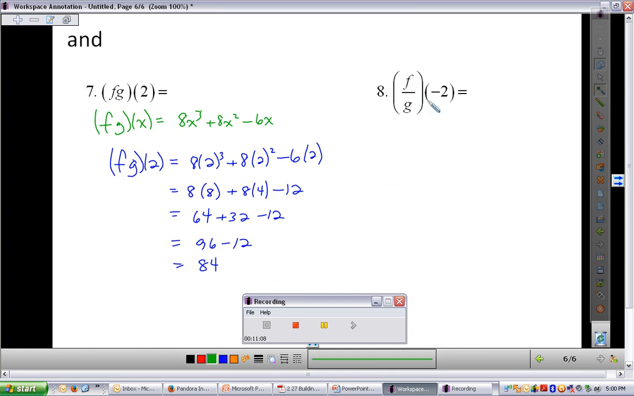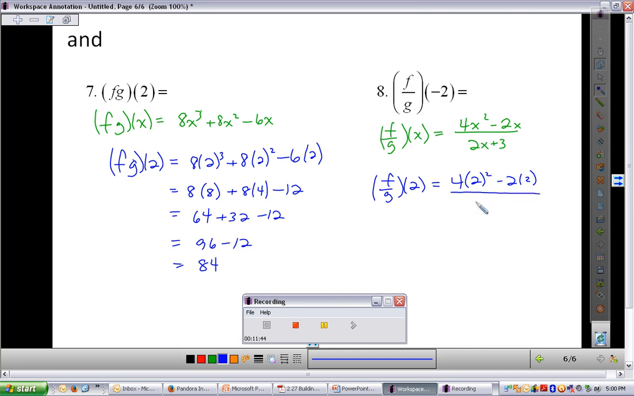One last one. Let's look at f divided by g of negative 2. And comparing this to what f divided by g of x was, one last time, f divided by g of x is 4x squared minus 2x all over 2x plus 3. So now, just like the previous examples, I'm going to go f divided by g of 2. And once again, plugging in 2 for x. So this is going to look like this. 4 times 2 squared minus 2 times 2 all over 2 times 2 plus 3.